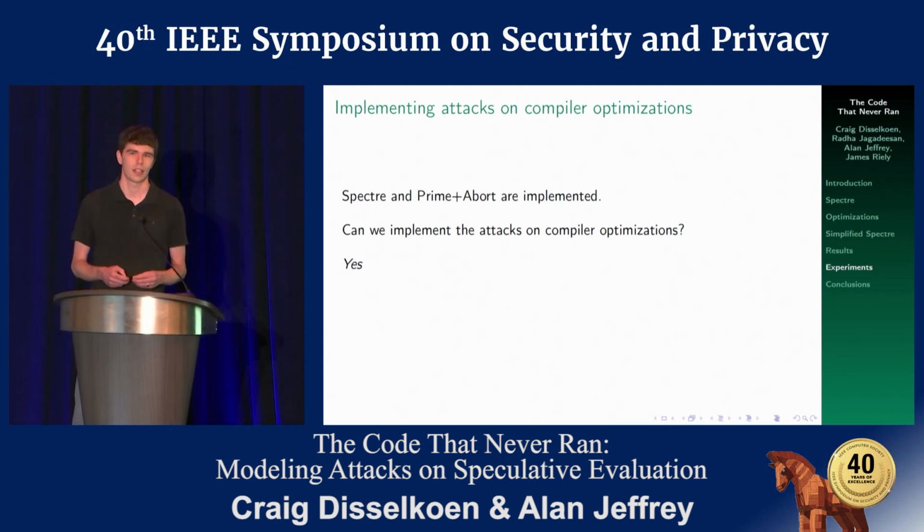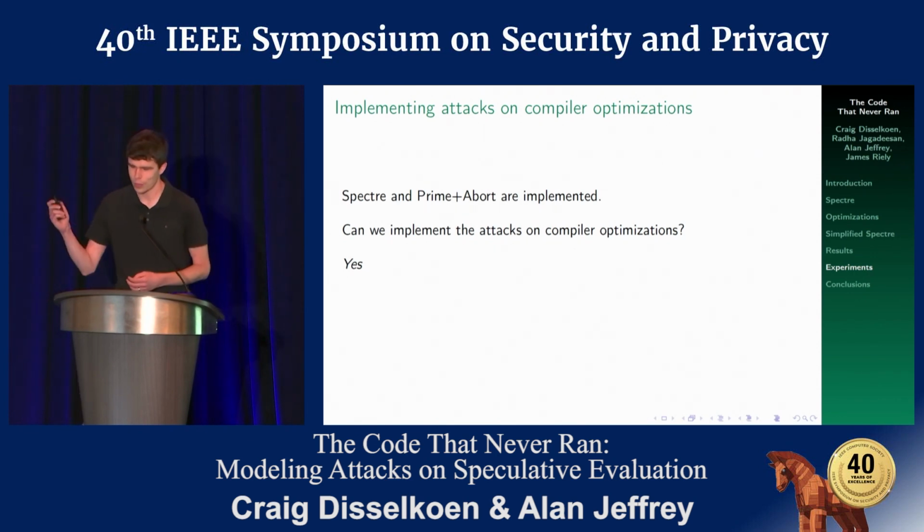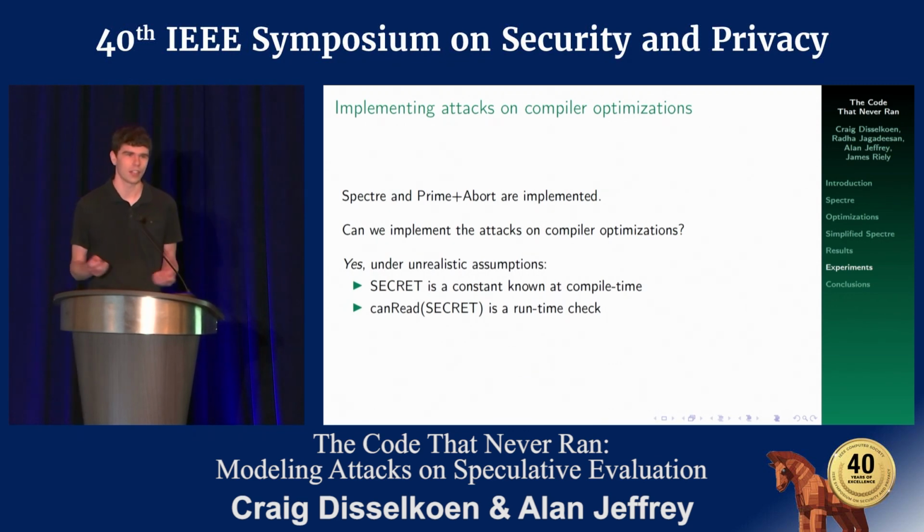We can implement these compiler attacks in the real world on real compilers like Clang and GCC, with an important caveat that we have an unrealistic attacker model. We're able to attack Clang and GCC, but only when the secret is a compile time constant, because that way the compiler can reason about the value of the secret and perform optimizations based on it. But at the same time, we need the permission check to be dynamic so that the compiler can't optimize away code that would fail the permission check.